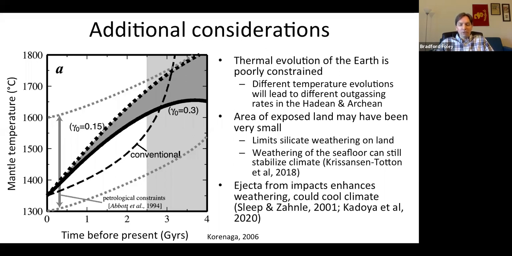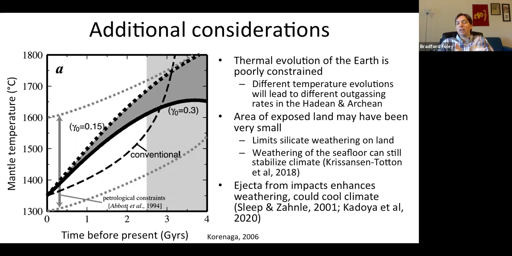It's also possible, and we'll talk about this in more detail a little later in the talk, that the area of exposed land might have been much smaller. This is going to limit the amount of silicate weathering that can happen on land, and so the removal rate of CO2 from the atmosphere by that weathering process. But it turns out that with some recent work now showing that seafloor weathering can act as a major climate stabilizer, and produce the same kind of climate buffering effects, that thermostat effect, I should say, that silicate weathering on land does.